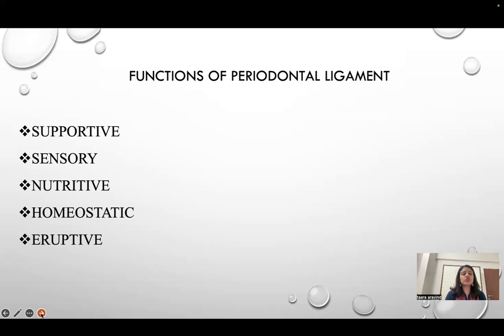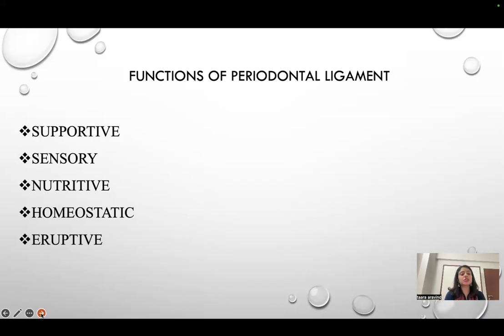Sensory, the periodontal ligament through its nerve supply provides a most efficient proprioceptive mechanism, allowing it to detect the application of the most delicate forces to the teeth. This protects both supporting structures of the tooth and the substance of the crown from excessive masticatory forces. That is about sensory.